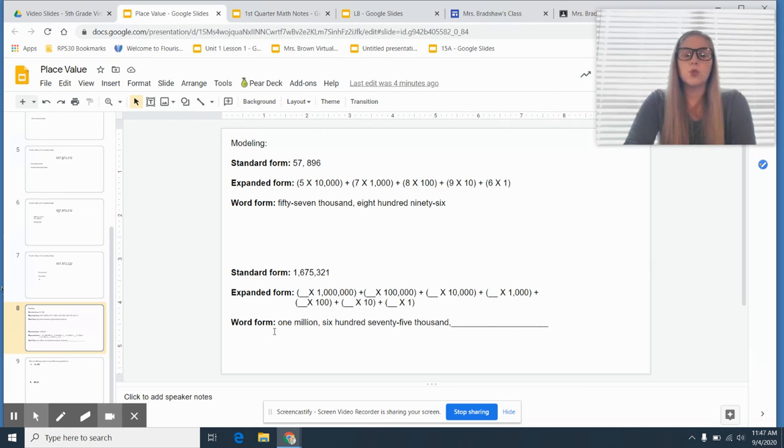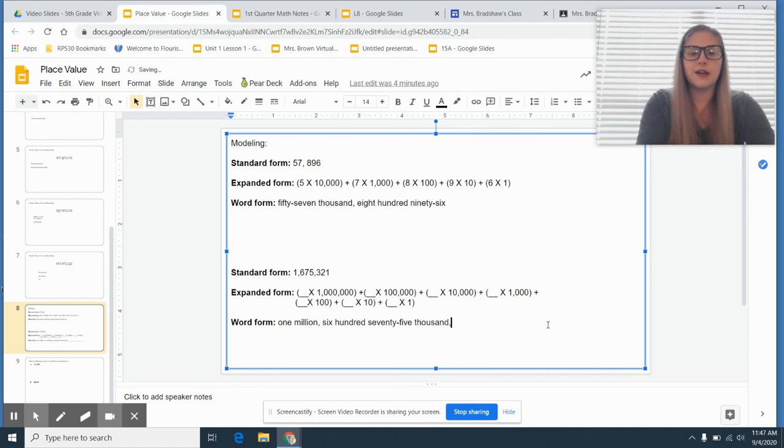Word form. So when we are writing word form, remember we write it exactly how we hear it when we say it. So 1,675,000, and then after this, I would write 321.